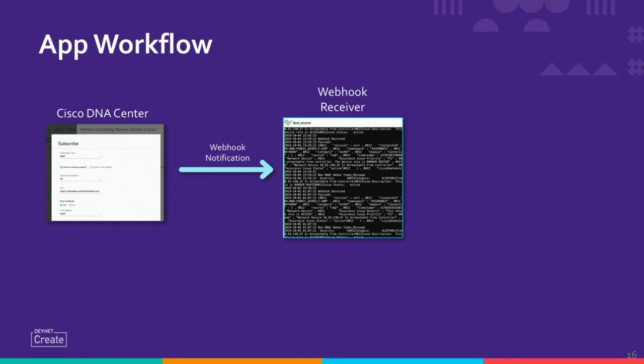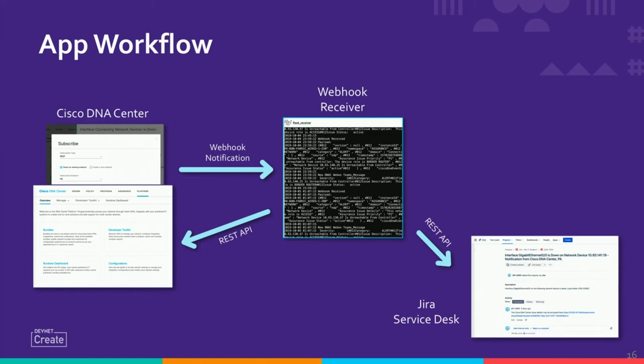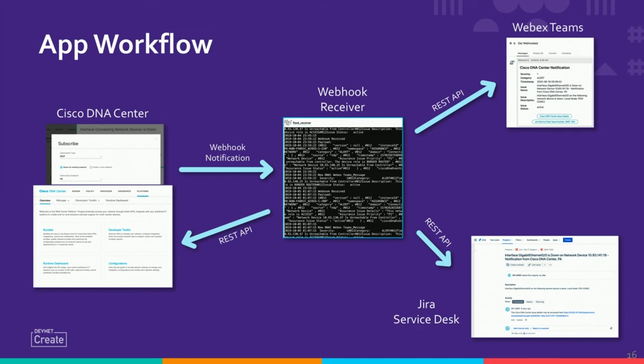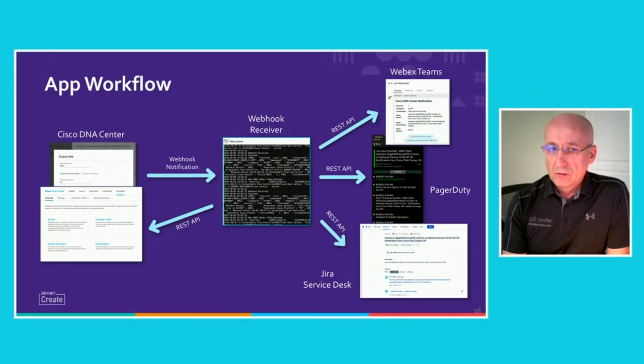First, Cisco DNA Center will send a webhook notification to a webhook receiver. This receiver will collect additional information regarding the issue and the network device impacted using REST APIs. We will use command runner APIs to also execute the suggested actions that are part of the Cisco DNA Center assurance issue. It will create a new incident in Jira Service Desk with information regarding the incident number and the DNA Center issue details. We will send a notification to WebEx Teams and one to PagerDuty.